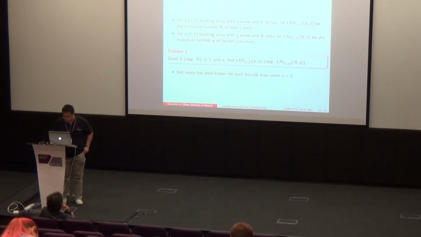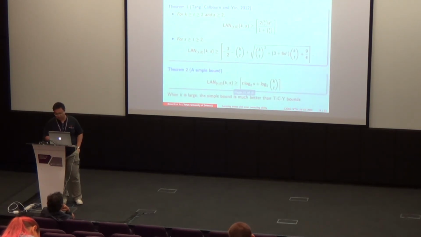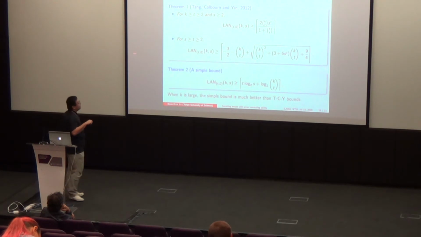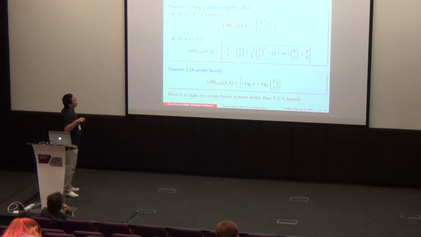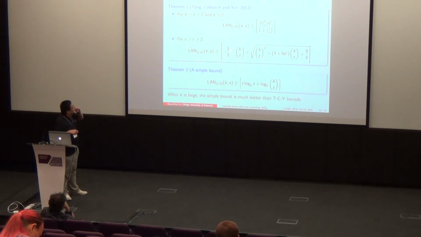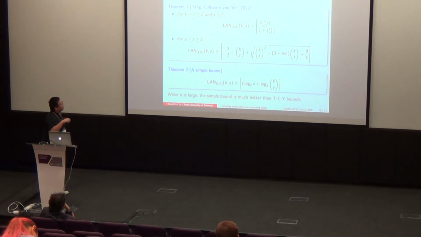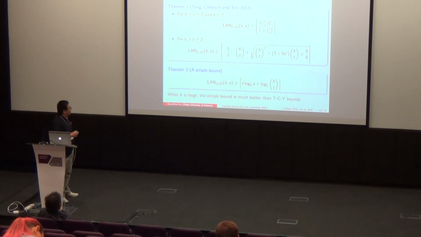Okay, so actually there are not many known results for such kinds of bounds, even if we consider no errors. For example, here is a bound provided by Tang, Kuben, and others in their paper, I think. It looks complicated, but actually it is very efficient when the number of factors is not so large.